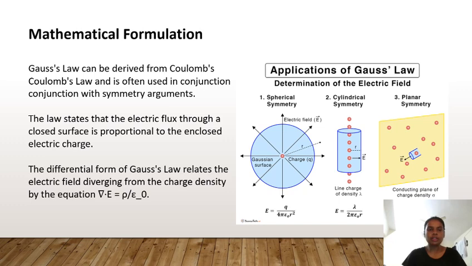Mathematical formulation. Gauss law can be derived from Coulomb's law and is often used in conjunction with symmetry arguments. The law states that electric flux through a closed surface is proportional to the enclosed electric charge. The differential form of Gauss law relates the electric field diverging from the charge density by the equation del dot E equal to rho by epsilon naught.